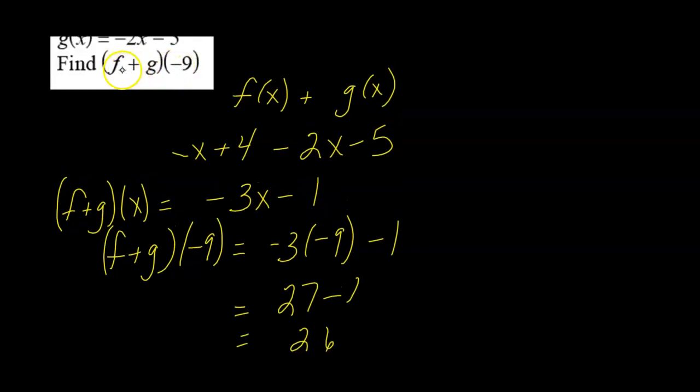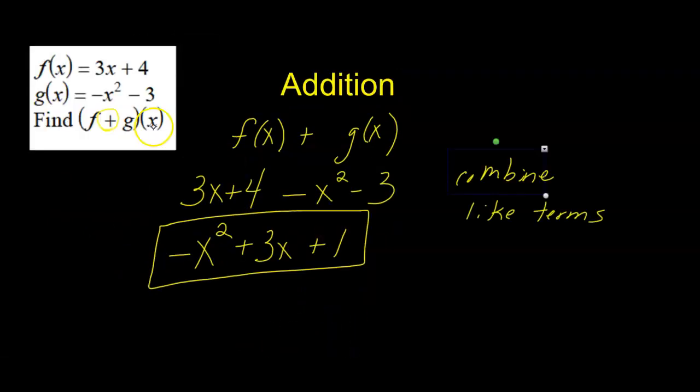So that's the difference. Whenever you're adding your functions together and then they tell you something to plug in, a number to plug in, then our answer is going to be a number. So if we look back at that first one, see, they didn't give us anything to plug in. So our answer is just a polynomial.